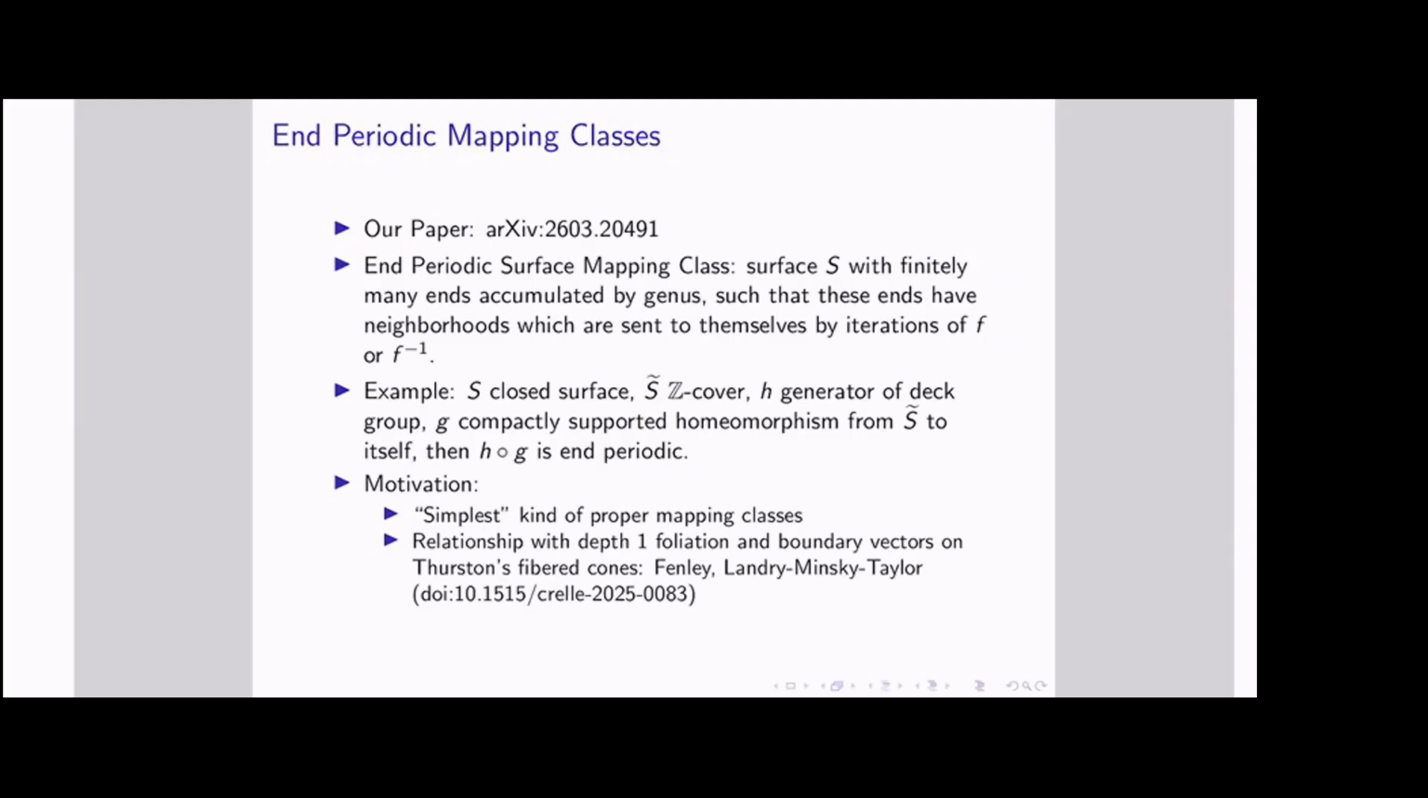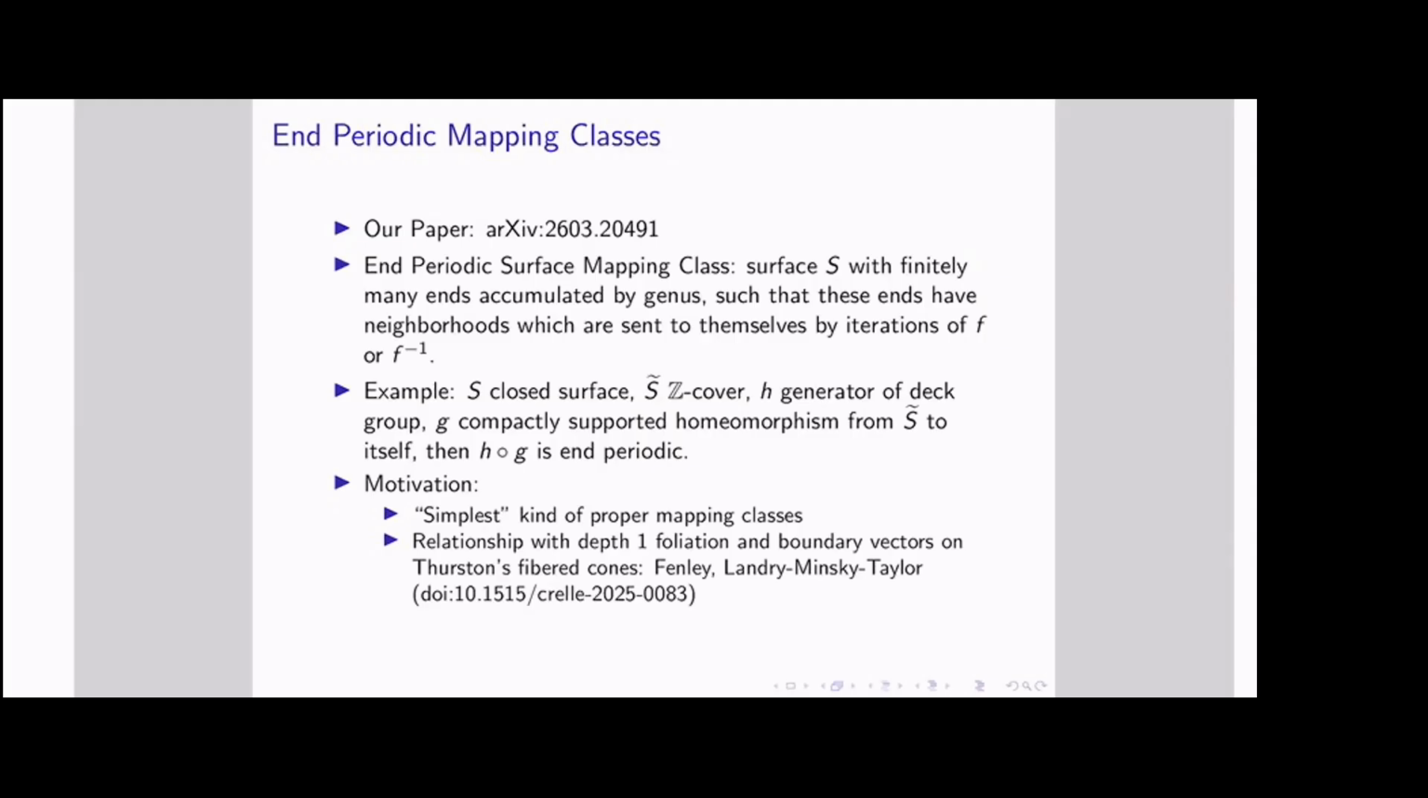Here the definition of an end is basically, let's consider the surface without puncture. We can consider the complements of a compact part of the surface, and then make the compact part larger and larger. The resulting complements will become the ends. So in particular, for every end, we can consider a neighborhood.